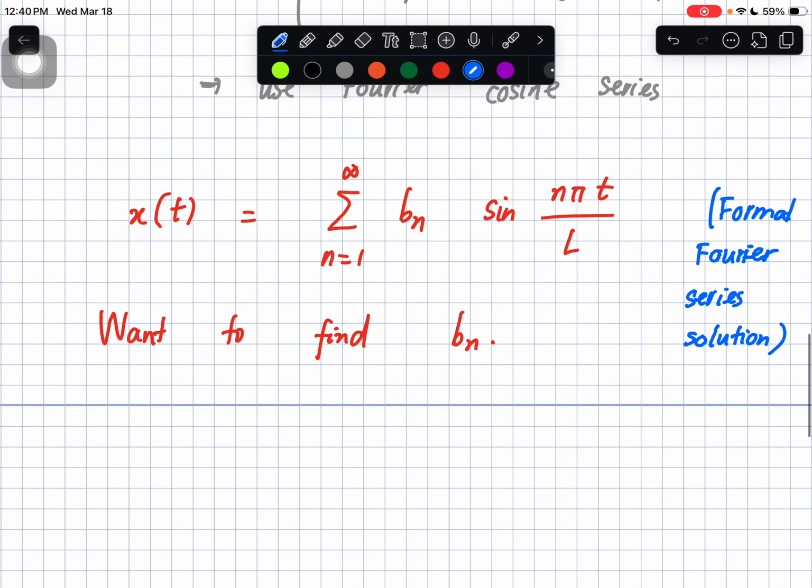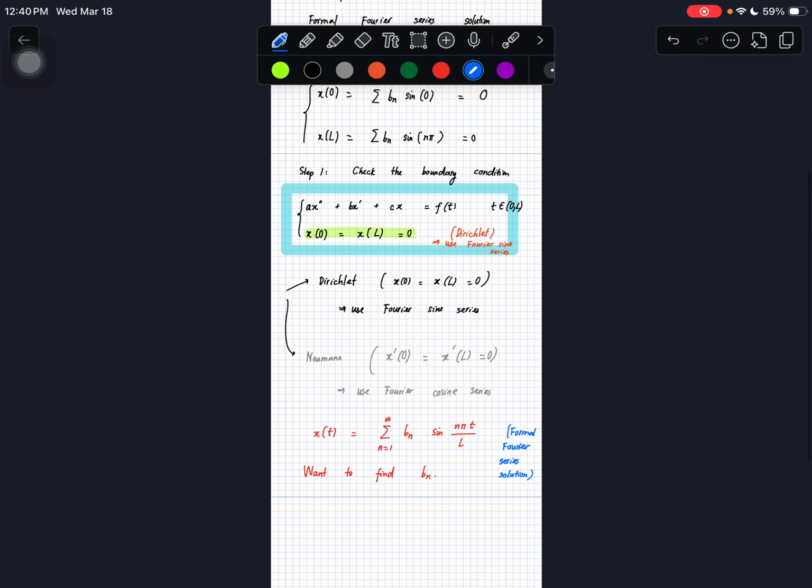So let's try to find b_n. From this ODE, you need to compute x double prime, x prime, x, and you need to compute the Fourier sine series of f(t). We do Fourier sine series in this case. So we need to compute the Fourier sine series for f(t).